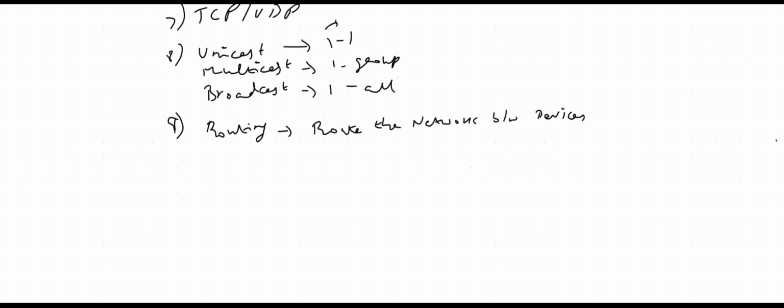Types can be static and dynamic. The static, what we can say, is that we can manually define, manually tell it you have to take this path.